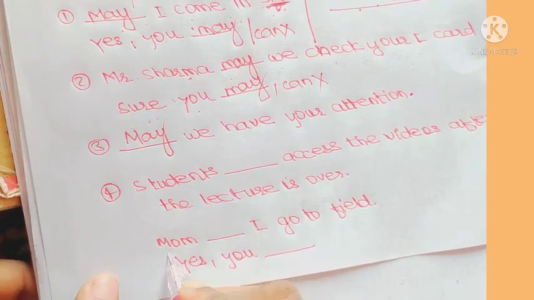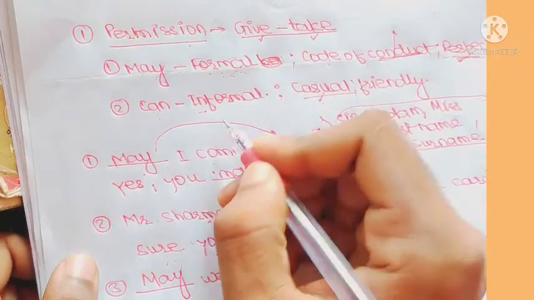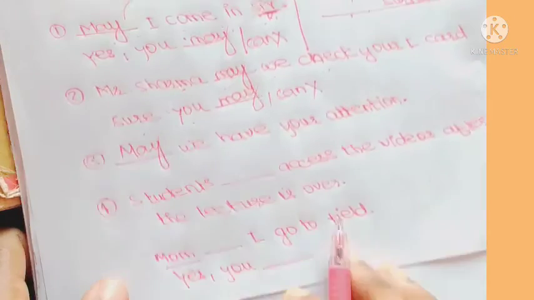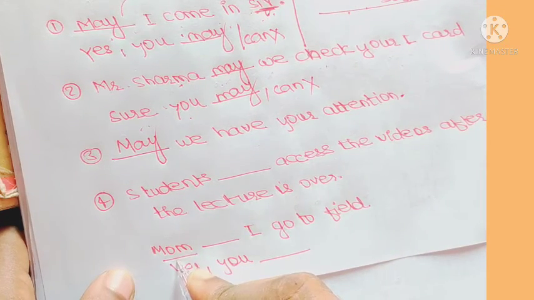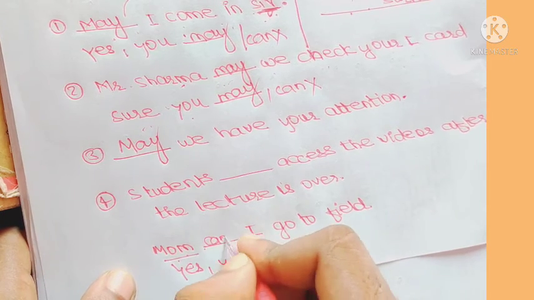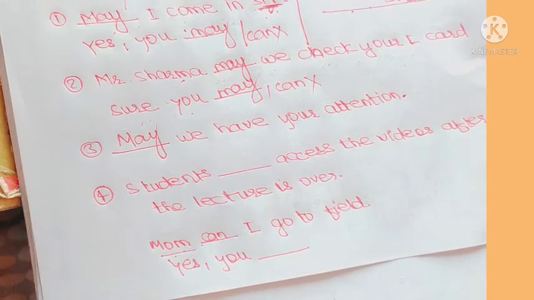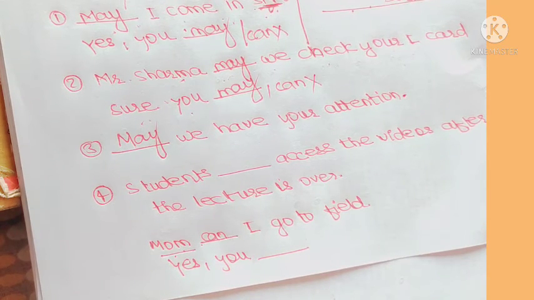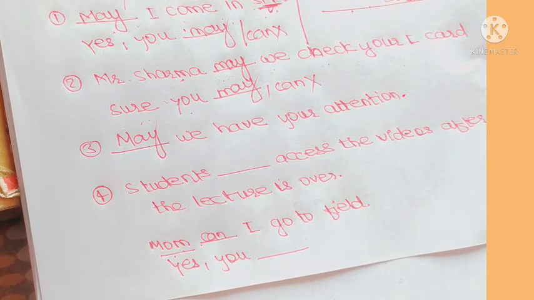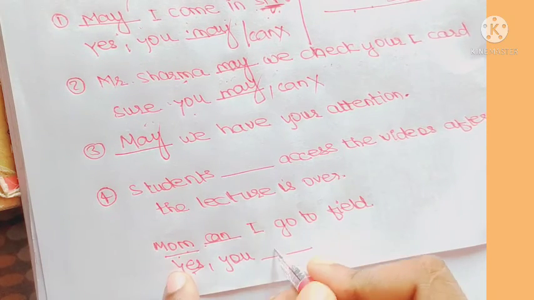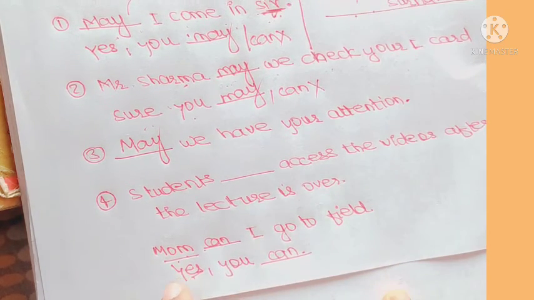If you are talking about your mom, everybody behaves with their mother casually, you can say everybody behaves with his or her mother informally, and that's the reason you will have to ask in this manner, mom, can I go to field? Can I go to field? And if someone is behaving with you informally, then you will also behave with her informally, and that's the reason her answer is yes, you can. Right, I hope it's clear to you.